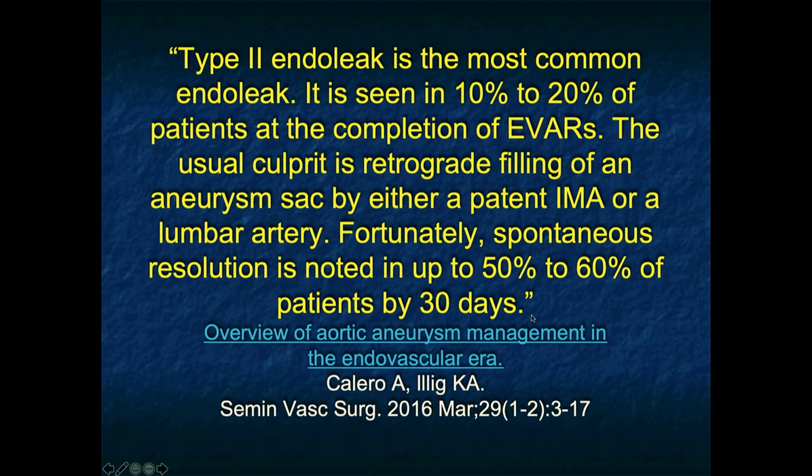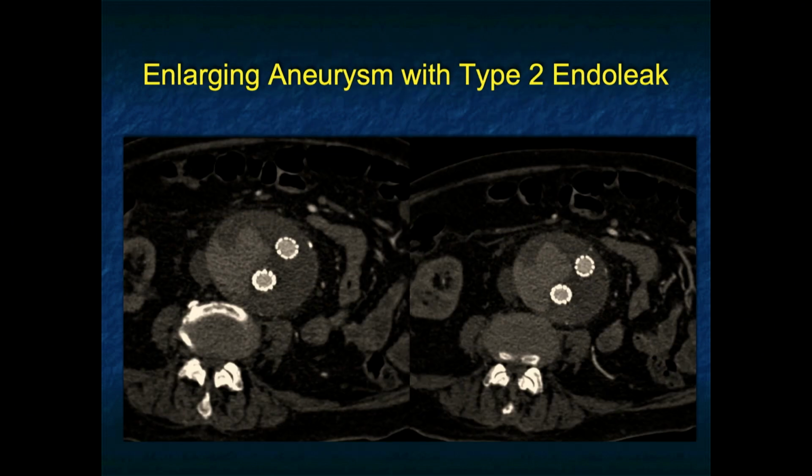Type 2 are the most common. Up to 20% of patients have type 2, particularly if you look at patients 3 to 6 months out. I think as you go a little bit further out, the type 2s often resolve on their own. I mentioned we do arterial and venous phase imaging. Sometimes you'll see the endoleak only on the venous phase. And it's been written that if it leaks on the venous phase, it probably is more important.